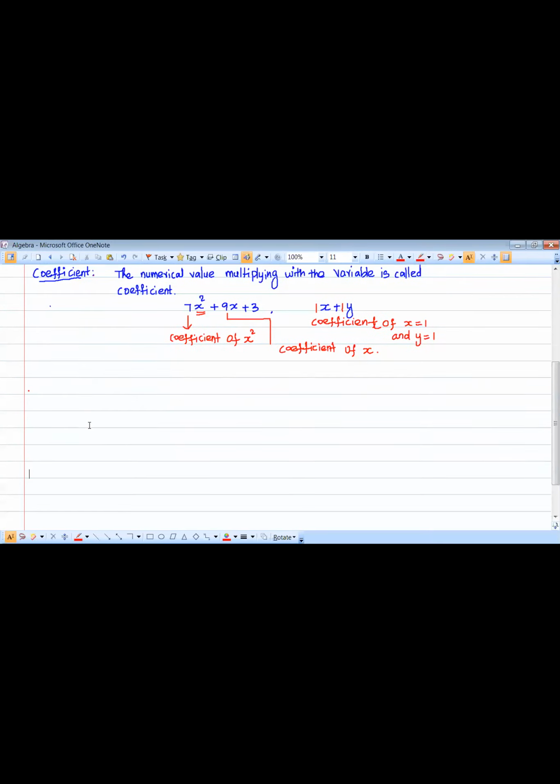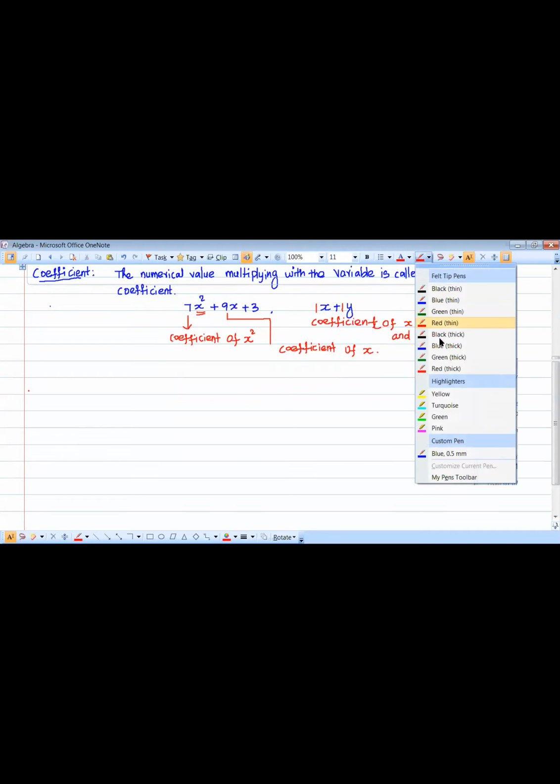algebraic expressions. What is algebraic expressions? So this algebraic expression is very important to understand because in your higher classes also some questions will be based on this algebraic expression. So what is this algebraic expression?